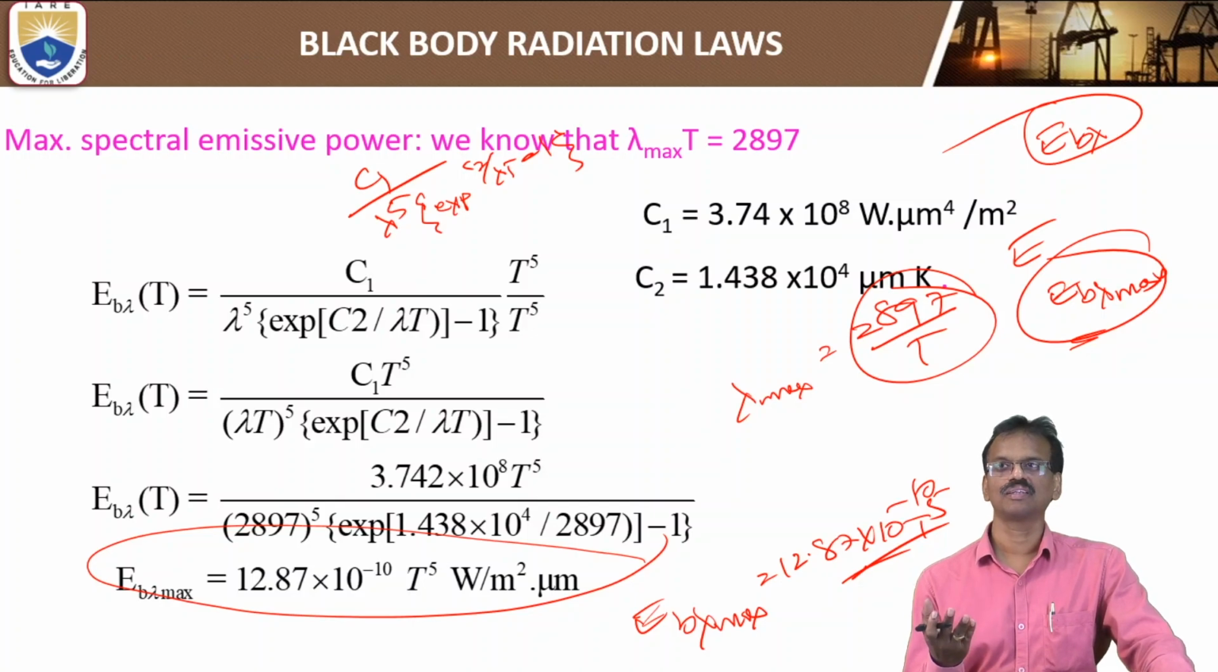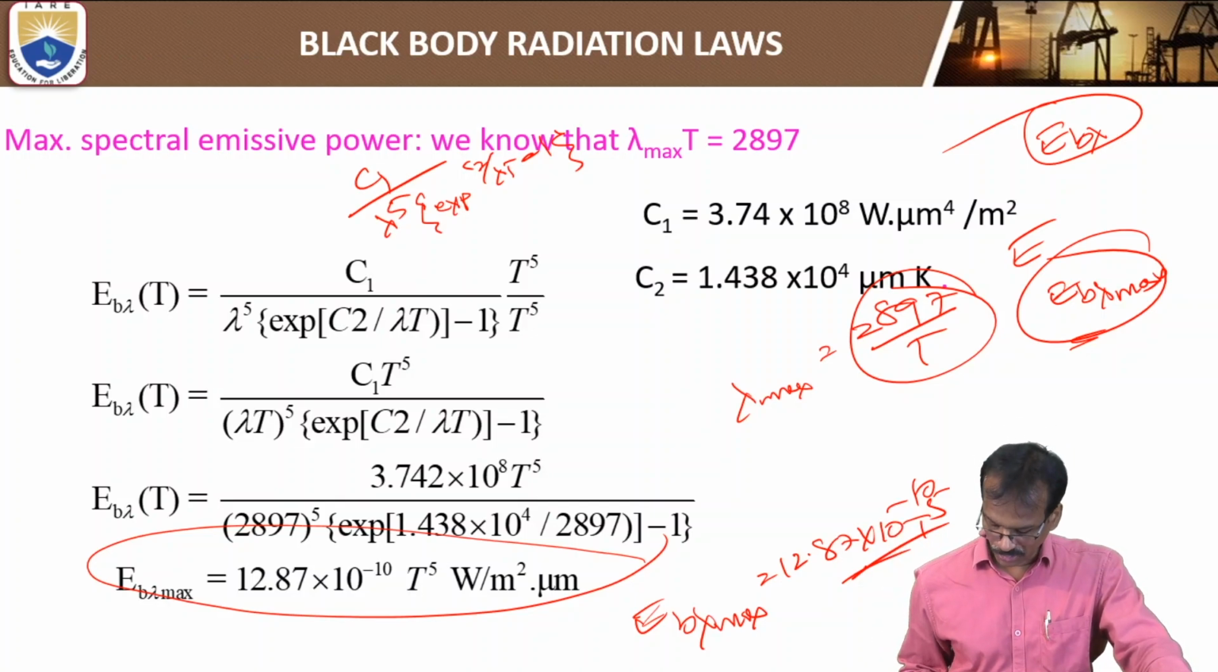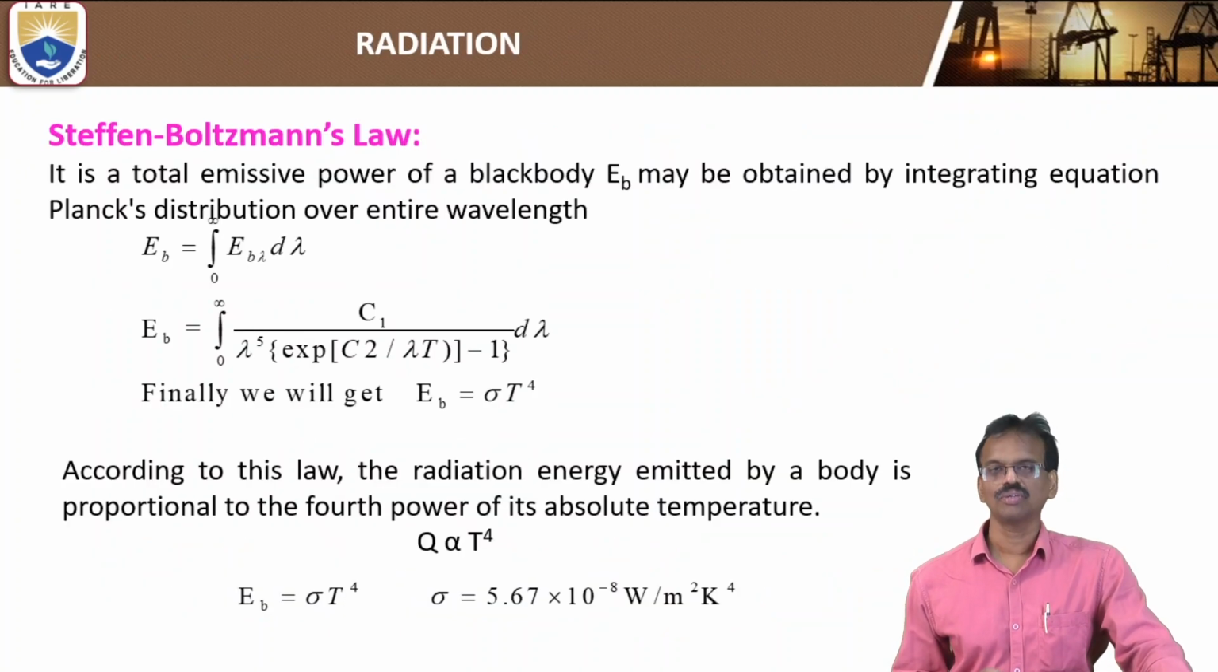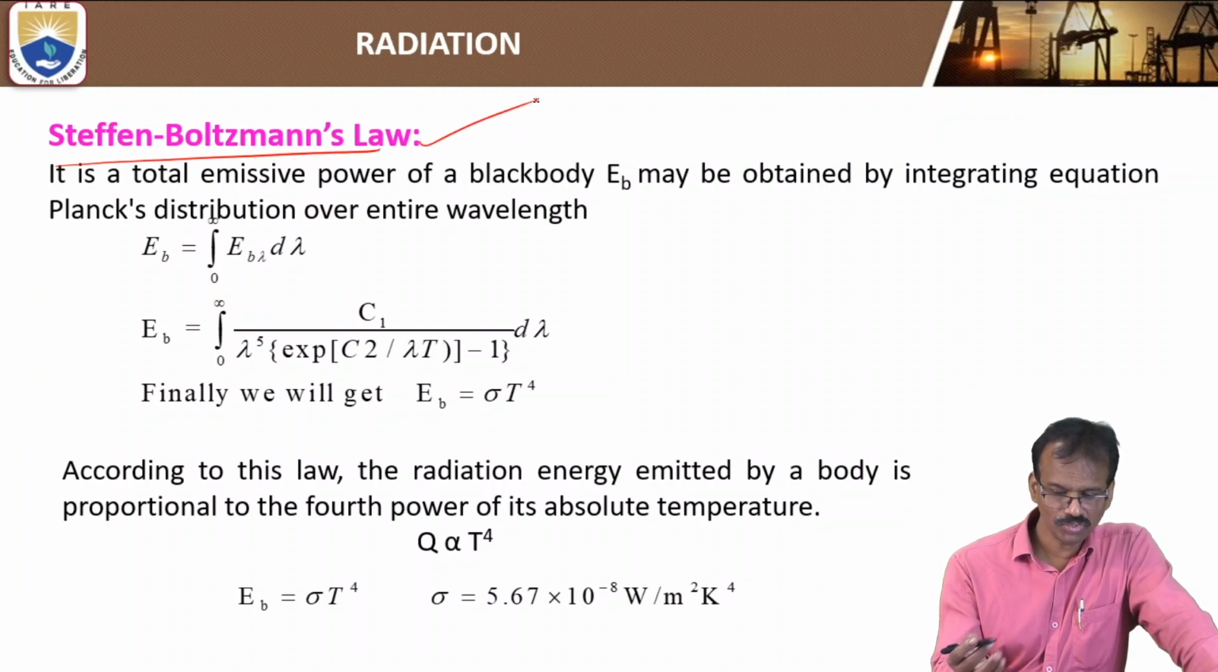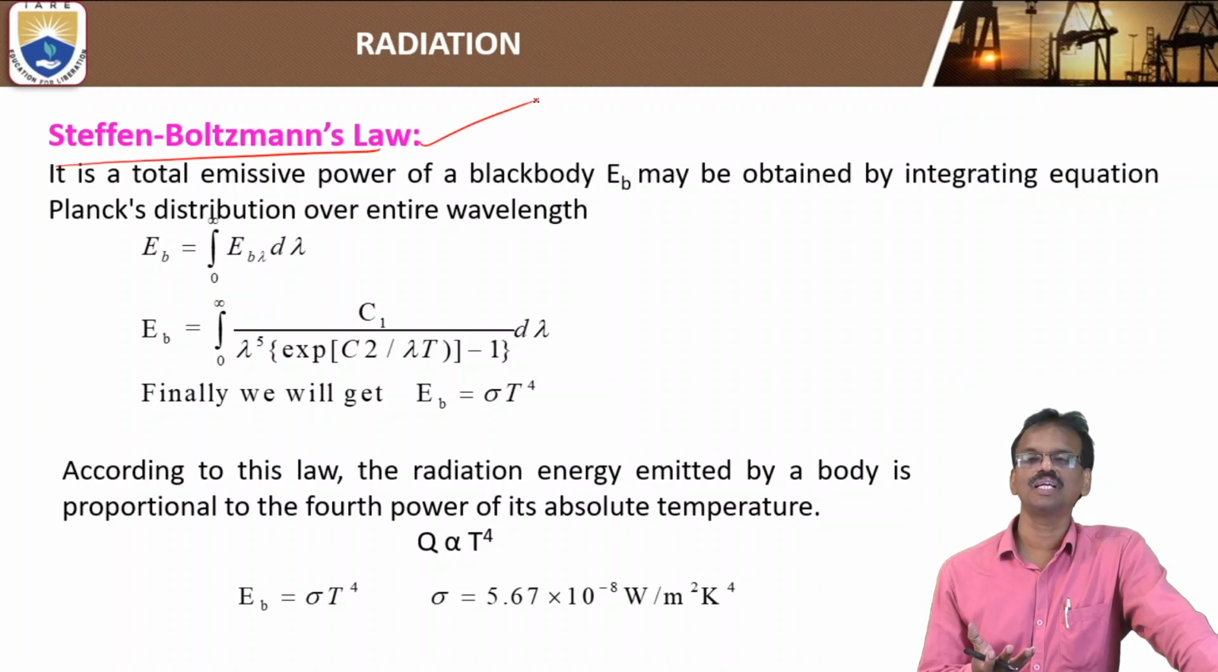Planck's law is used to find the monochromatic emissive power, which means emissive power at a particular wavelength. Wien's law is used for the maximum monochromatic emissive power or maximum spectral emissive power, which means spectral emissive power at maximum wavelength. So that is the difference. You have to identify that. The third one is the Stefan-Boltzmann law, which was used in the first unit for finding radiation.